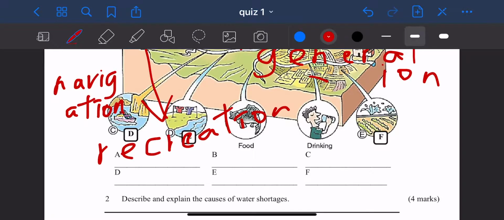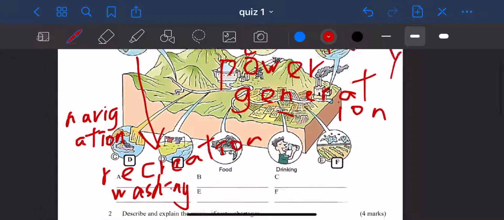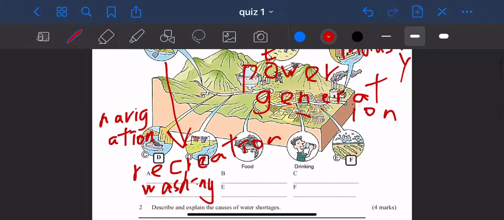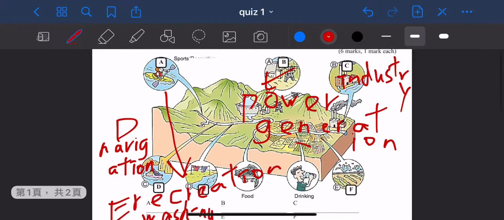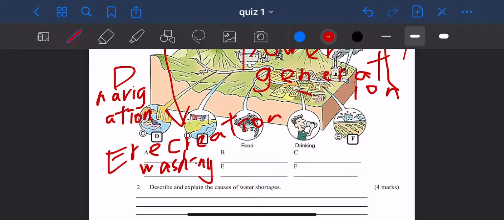And then there are two clothes right here. Number D should be washing, whatever kind of washing. And then for E, where's E? Oh, sorry, I mixed up. D should be navigation, and then E should be washing, okay? And then A is recreation, B is power generation, and C is industry, okay? I'm just mixing up D and E actually. And then for F, farming is not quite good, but actually you can say irrigation, 灌溉.